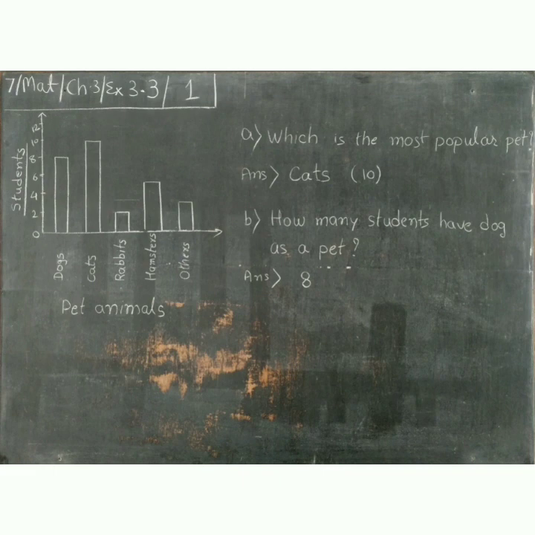0 to 2 is known as 1 unit. 2 to 4 is another unit. 4 to 6 is again another unit. That means 1 unit is equal to 2.